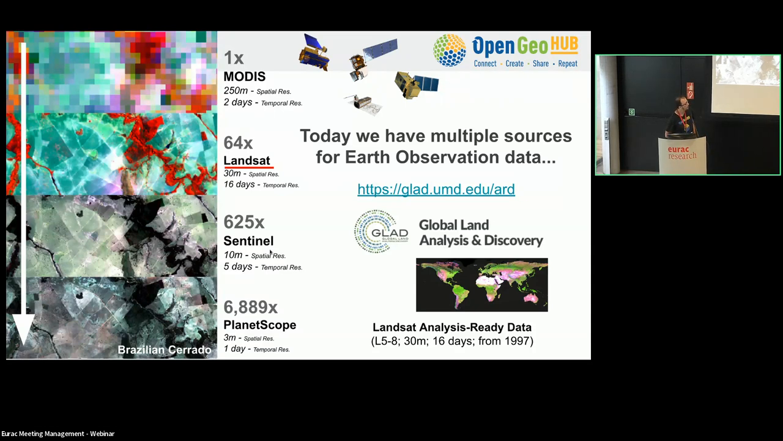Mostly, when we want to run machine learning models or generate mapping products through long time series, we use the Landsat ARD provided by the University of Maryland, Matt Hansen's group. It's a dataset where they harmonized all the Landsat 5, 7, and 8. They aggregated and created a level 3 product with 16 days of temporal resolution since 97.